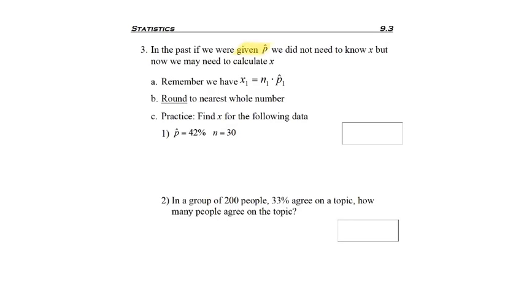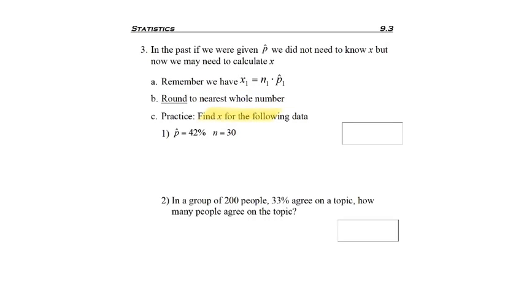And in the past, if we were given p hat, then we didn't actually need to calculate it, and if we didn't need to calculate it, we didn't need to know what x was. But in the formula we're going to be using in a few minutes, we do need x as a piece of our formula. So we had learned that x, the number of successful items from the population, is found by taking the total population times the percent of successes to get the number of successes. And in that section we learned to always round to the nearest whole number.